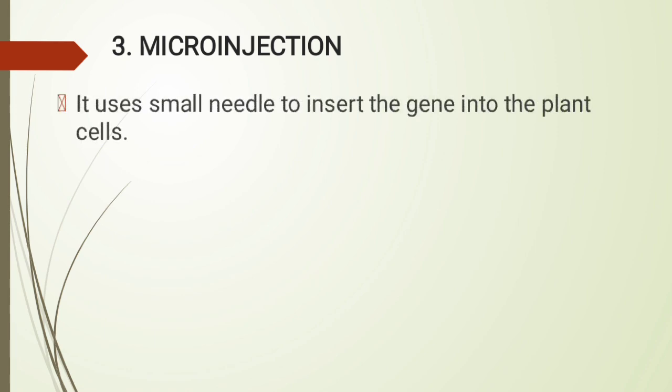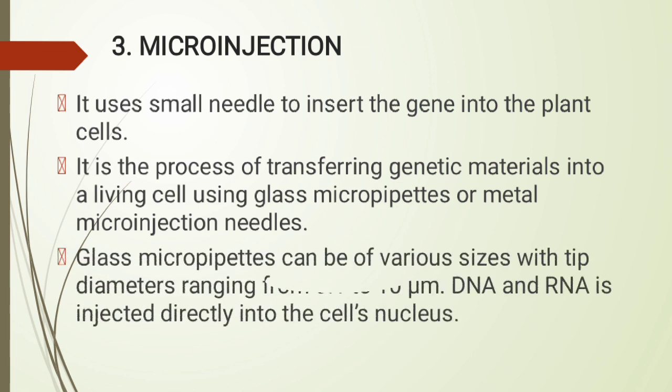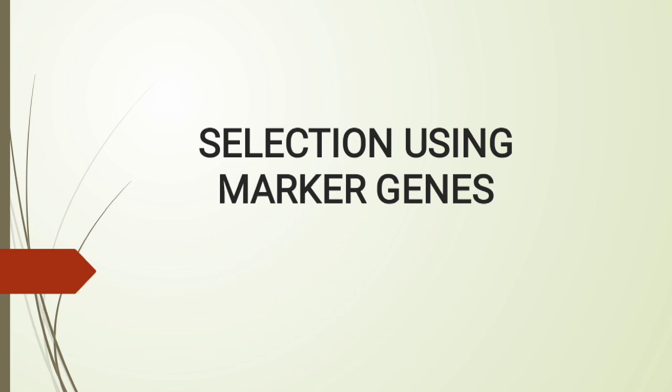It uses a small needle to insert the gene into the plant cells. It is the process of transferring genetic materials into a living cell using glass micropipettes or metal microinjection needles. Glass micropipettes can be of various sizes with tip diameters ranging from 0.1 to 10. DNA and RNA are injected directly into the cell's nucleus.